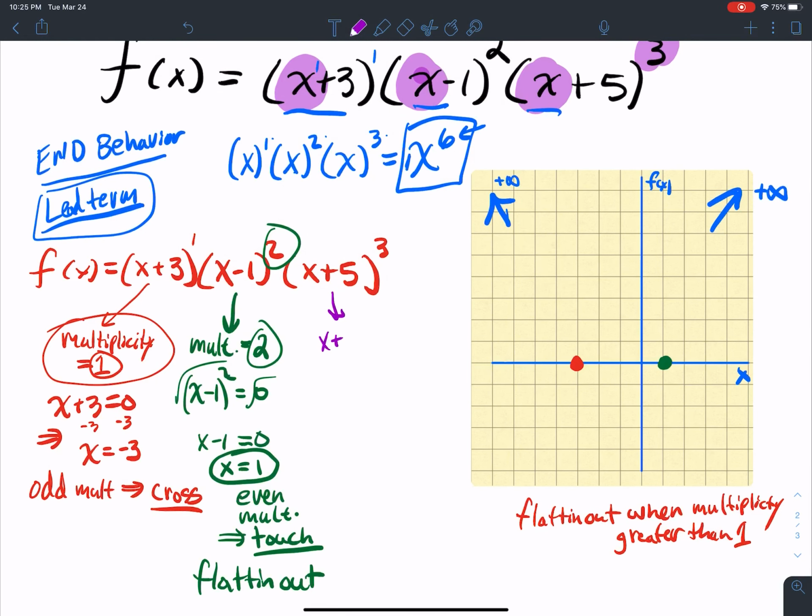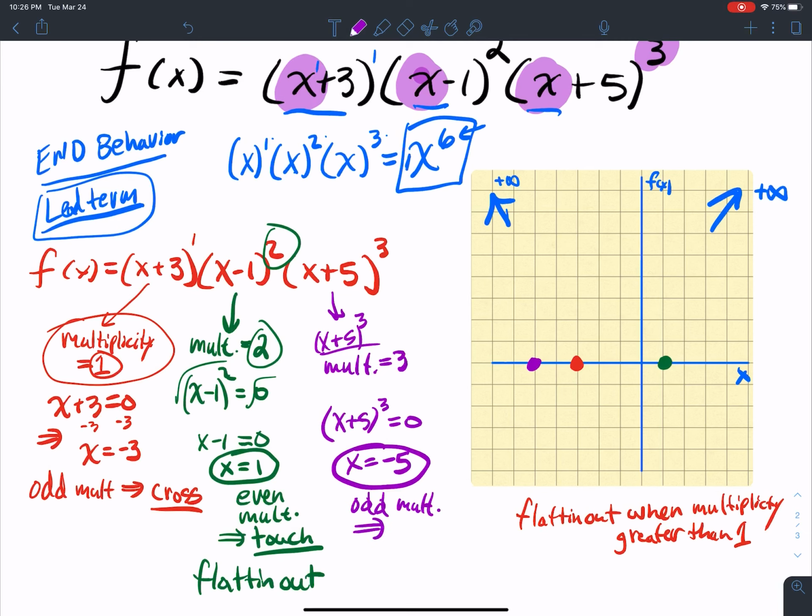is x plus 5 cubed. This has a multiplicity equal to 3. There's 3 x plus 5s, okay? If I solve for x here, what would make this 0? If I plug in a negative 5, I think that will get me 0. So if I plug in a -5, I'm going to get 0. Okay? So right here. Now my multiplicity is odd.